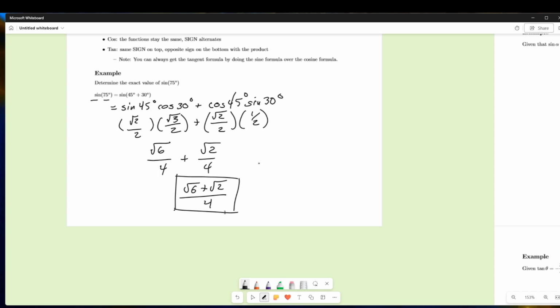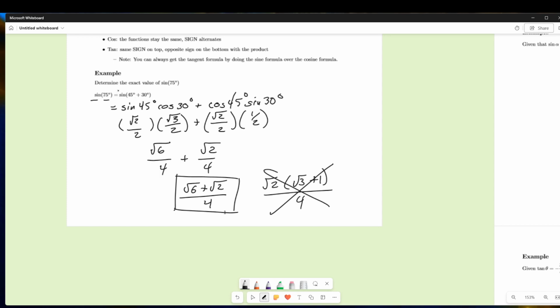I mean, if you really wanted to, I guess you could write that as the square root of 2 times the square root of 3 plus 1, over 4. But I don't know if that's better in any way. So it does seem strange to stop there, but that's an exact value. So that's really how we're going to use these tools.